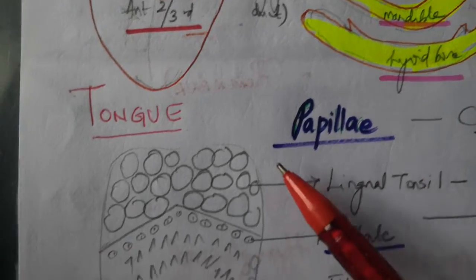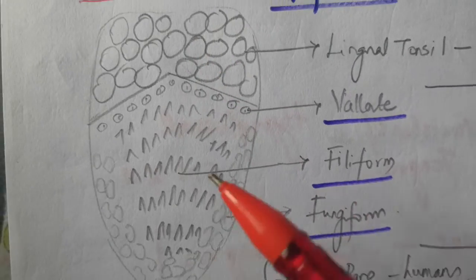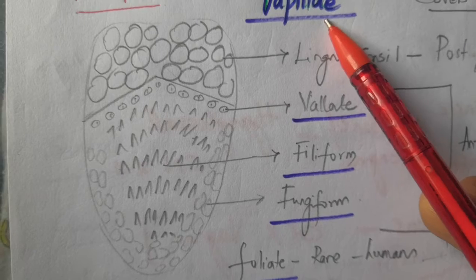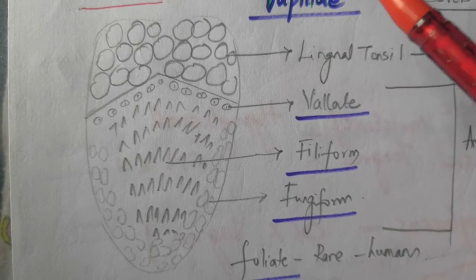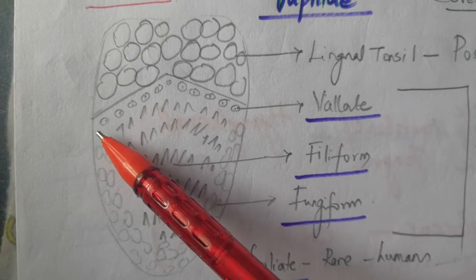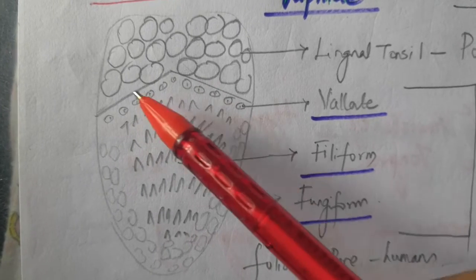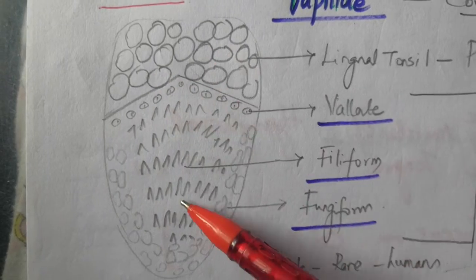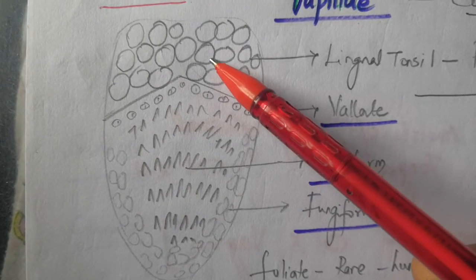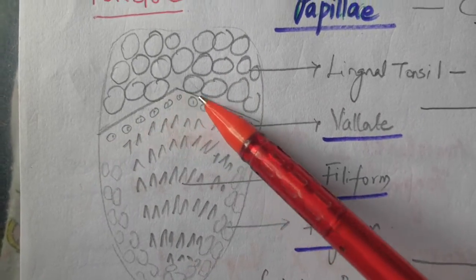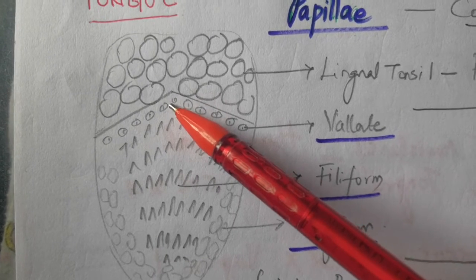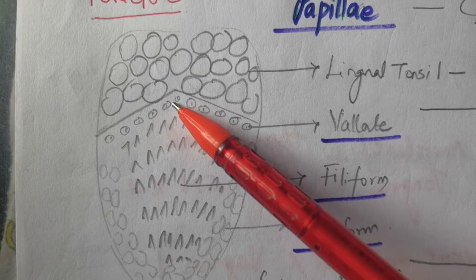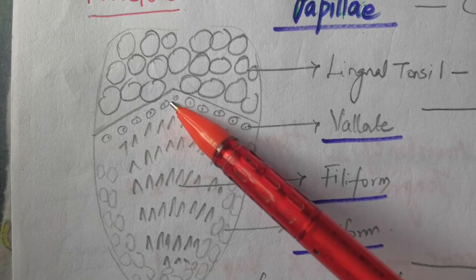And then coming to the papillae. What are the papillae present in the tongue? The papillae are mostly named after their shape. So the vallate papillae are located anterior to the sulcus terminalis. We said the division between the anterior 2/3 and posterior 1/3 is by the sulcus terminalis. So just in front of the sulcus terminalis are the vallate papillae, or sometimes they are called circumvallate papillae.